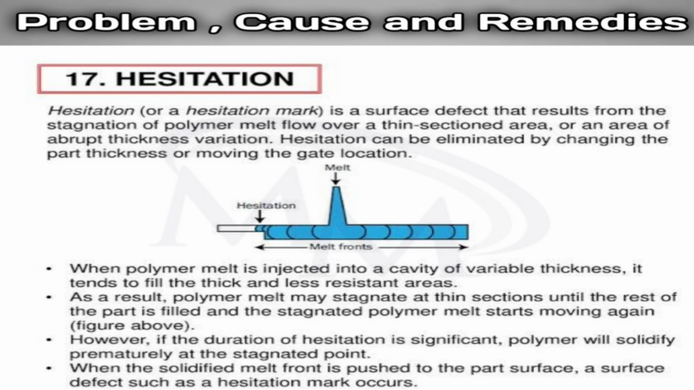Hesitation. Hesitation or a hesitation mark is a surface defect that results from the stagnation of polymer melt flow over a thin sectioned area, or an area of abrupt thickness variation. Hesitation can be eliminated by changing the part thickness or moving the gate location. When polymer melt is injected into a cavity of variable thickness, it tends to fill the thick and less resistant areas. As a result, polymer melt may stagnate at thin sections until the rest of the part is filled and the stagnated polymer melt starts moving again, as in the figure above. However, if the duration of hesitation is significant, polymer will solidify prematurely at the stagnated point. When the solidified melt front is pushed to the part surface, a surface defect such as a hesitation mark occurs.